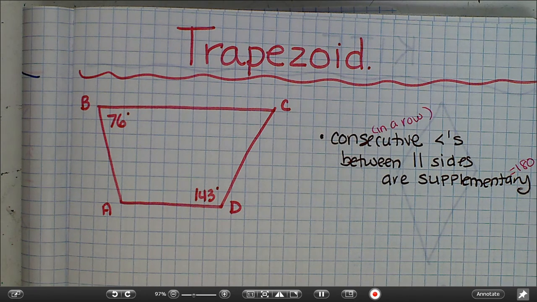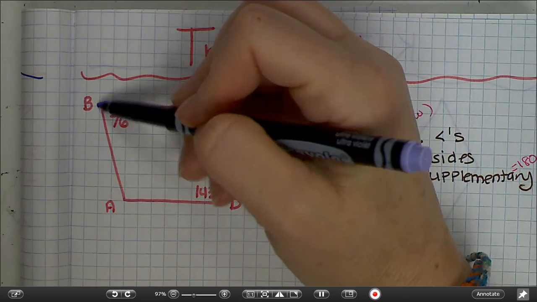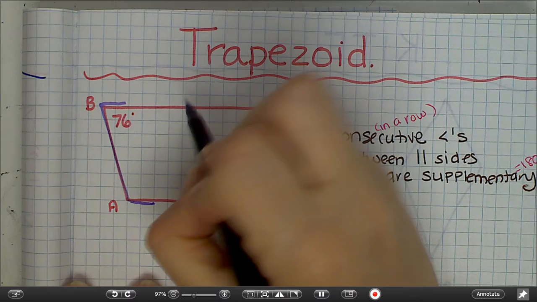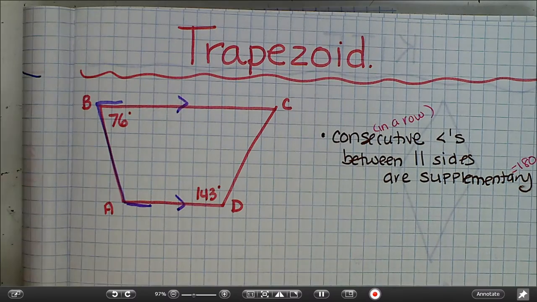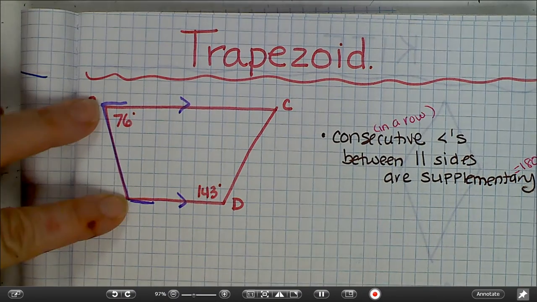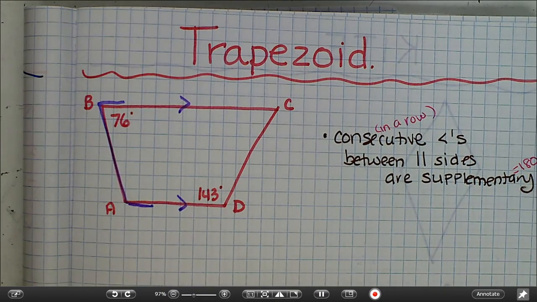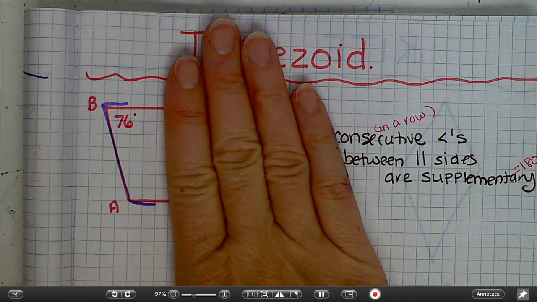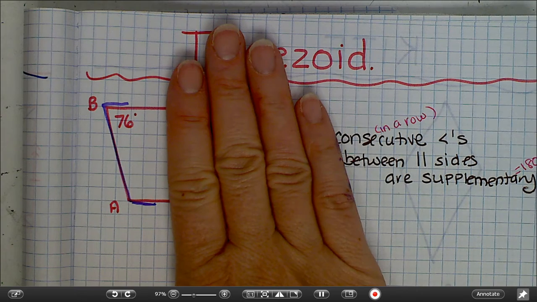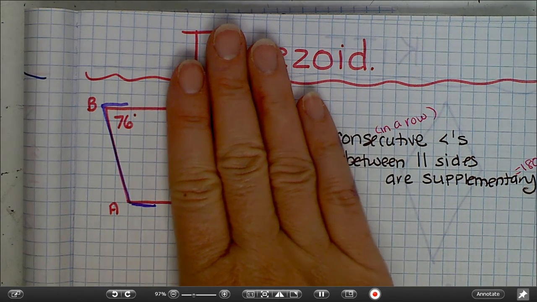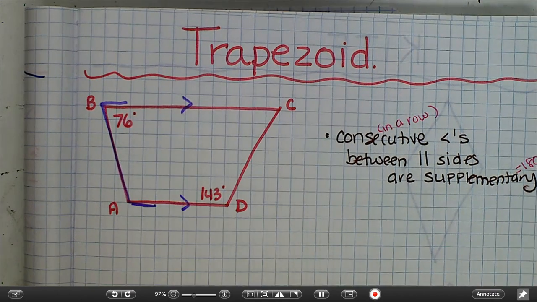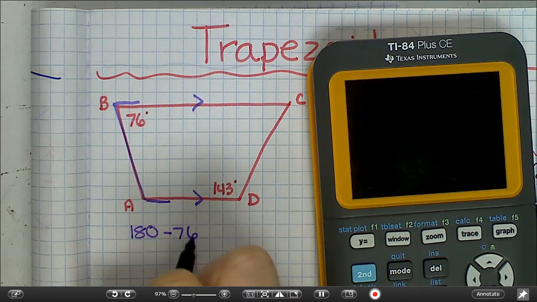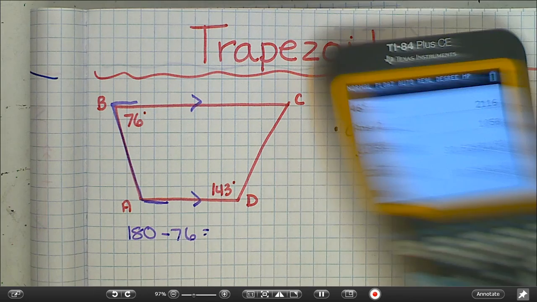So if we use that property, we're going to do what I call a hug, as I was showing you on other videos. When you have two angles between parallel sides, if I cover this up, those are same side interior angles. So that's the property that translates into this. We know this angle plus this angle has to be 180. So we would do 180 minus 76, which would be 104.